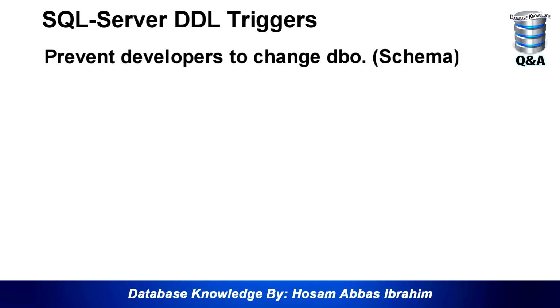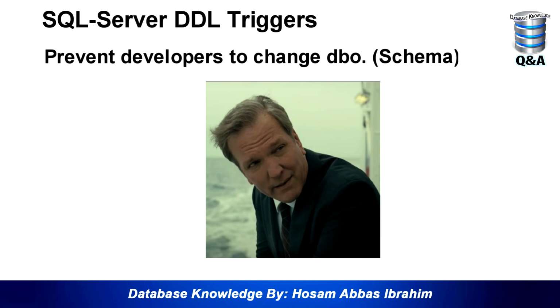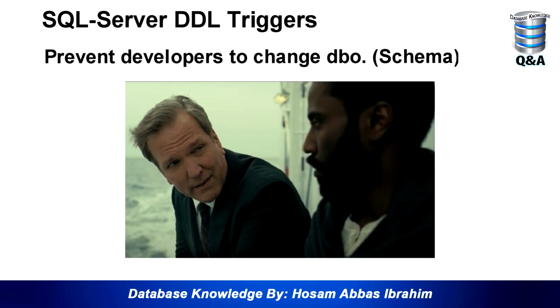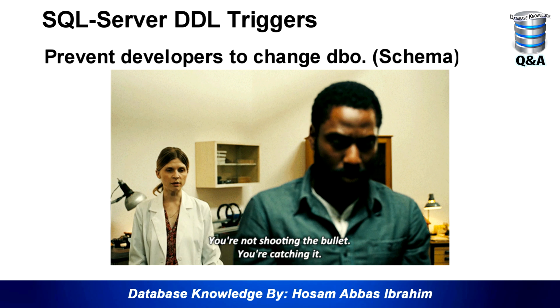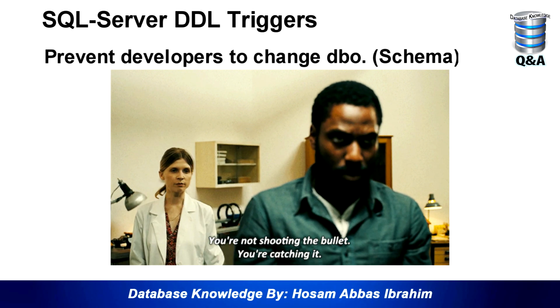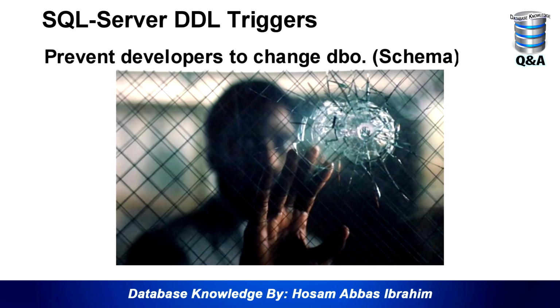Today we'll have a scenario where we have two users. One is administrator and the other one is just a developer. We want to prevent the developer from changing anything in the database schema which is related to our system. But on the other hand, we want to give him freedom to create and change his own objects.